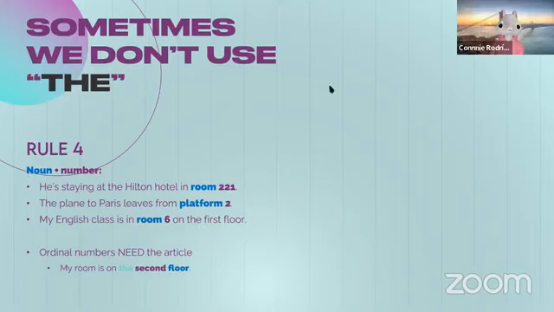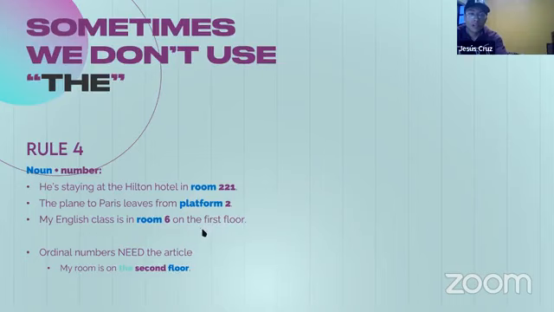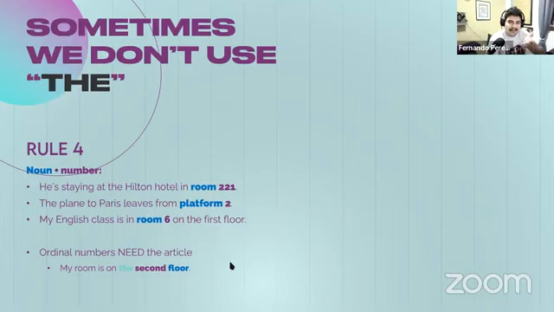Because it is on a specific floor. That is right. Exactly. It's an ordinal number. Very good. This is not a number by its definition. Ordinal numbers are things that are specific, right? Which is precisely the reason why we have this rule here. Ordinal numbers need the article.